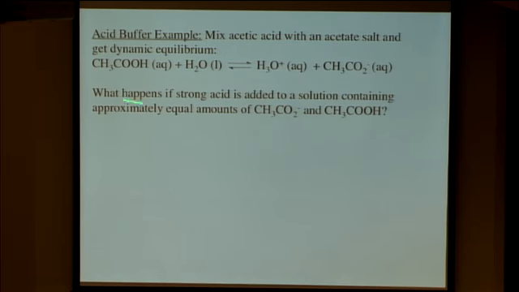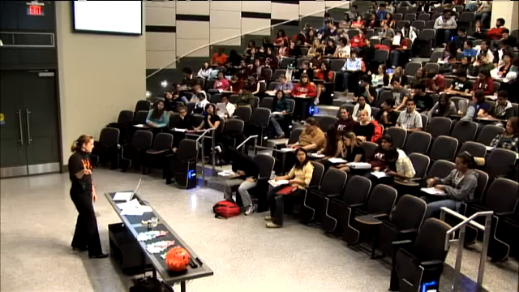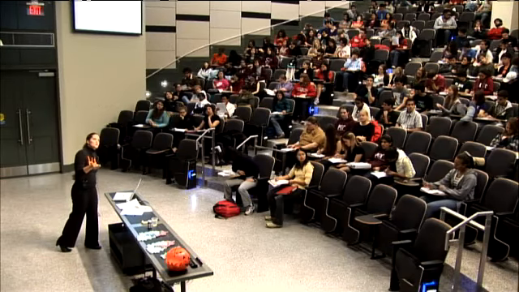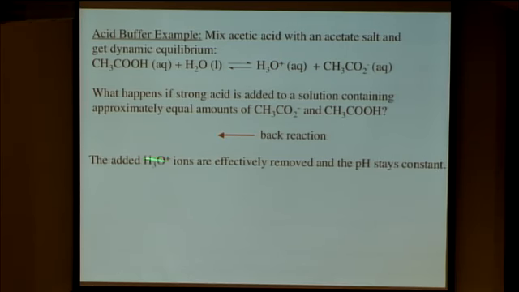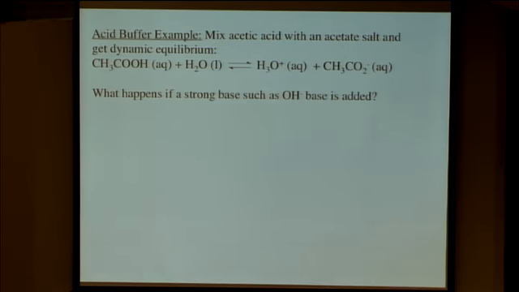So what's going to happen if you add a strong acid to this solution? If you add more H3O+, what direction will the reaction shift? You'll get this back reaction. It'll try to minimize that stress and move the other way, and it'll use up some of that acid and maintain the pH. So the amount of acid added is effectively removed and the pH stays the same.